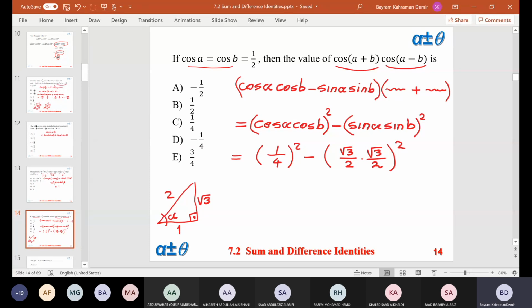All right. So it is equal to 1 over 16 minus 9 over 16, perfect, which is negative 8 over 16. Yes, Shabab. So negative 1 over 2. Perfect.